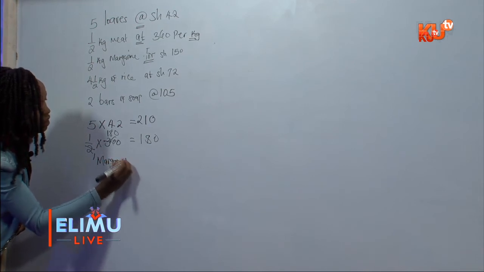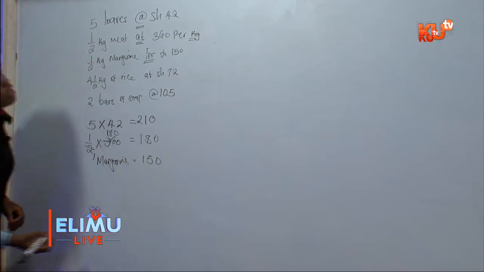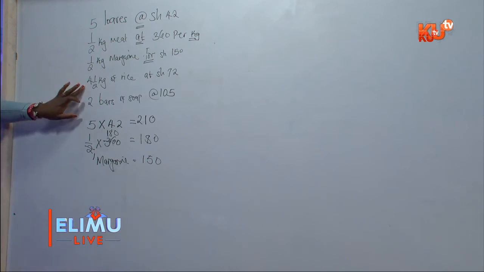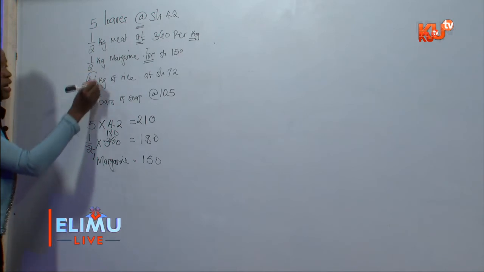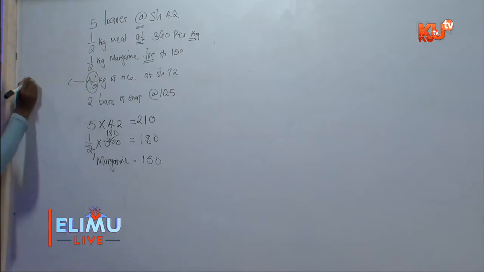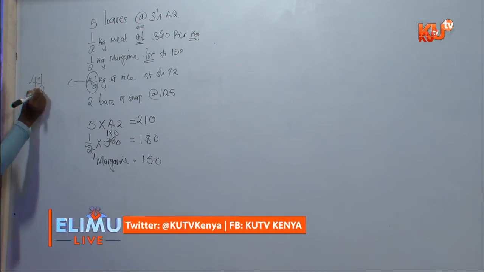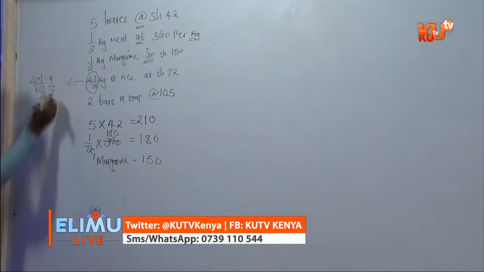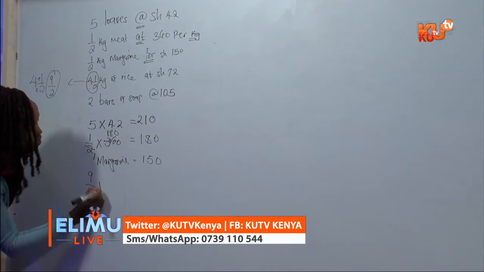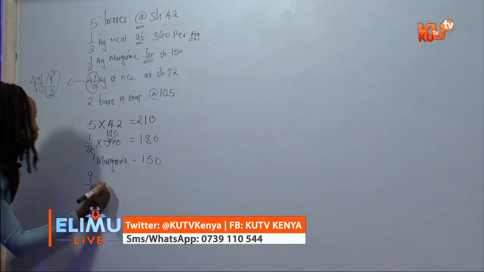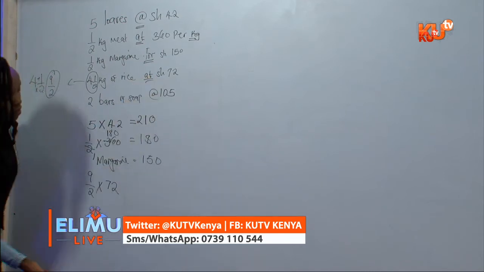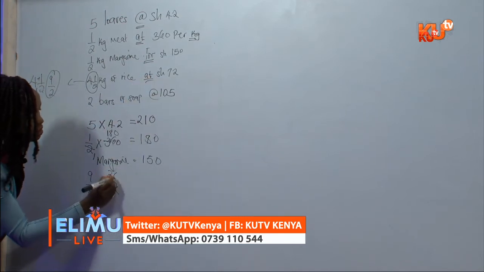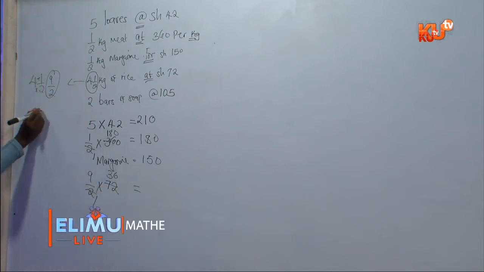Margarine costs 150 shillings. Then we have 4.5 kg of rice at 72 shillings. We change this 4.5 to an improper fraction. 4 times 2 plus 1, this is 8, 9. We get 9 over 2. So I'm going to use 9 over 2 instead of 4.5. 9 over 2 times 72. Dividing by 2, 1, by 2, 36. So I have 36 times 9.